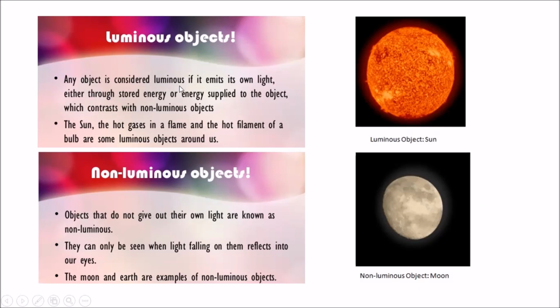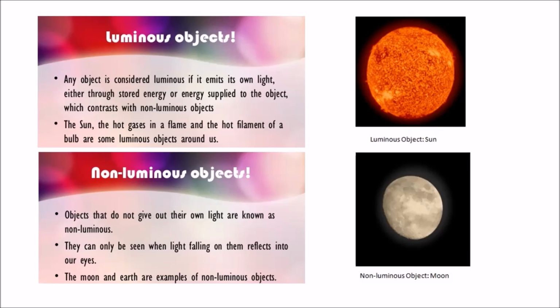So you can see any object is considered to be luminous if it emits its own light, either through stored energy or energy supplied to the object, in contrast with a non-luminous object. You can see the sun is an example. Objects that do not give out their own light are known as non-luminous, and they can only be seen when light falling on them reflects into our eyes. The moon and earth are examples of non-luminous objects. Our body is also an example of a non-luminous object. So if you can see anything around you which is not emitting its own light, the object is non-luminous.